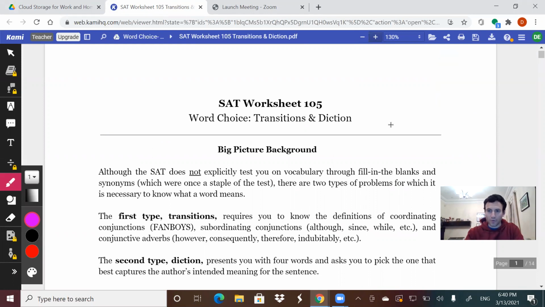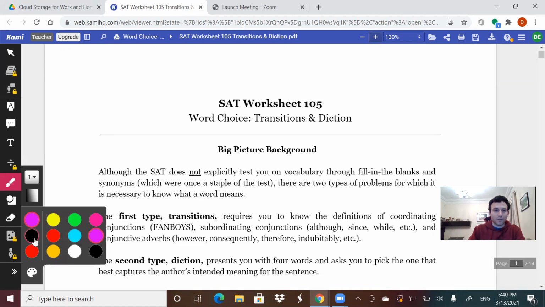Only 103 and 105 test for content. They're the only worksheets that have to do with understanding the context of the question rather than knowing specific grammar rules. And for the ACT, out of 8 worksheets, 103 and 105 are the only ones where you need to gather context. So let's talk about what exactly we need to do well on this concept.